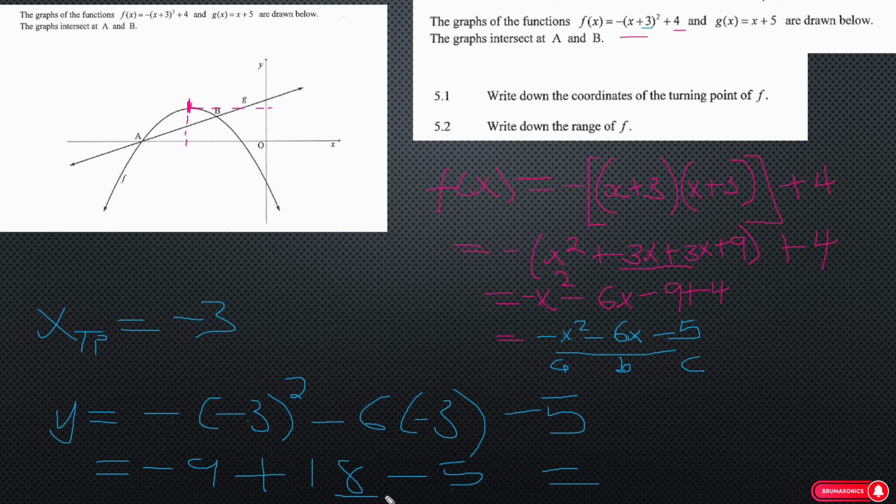Minus 5 in here will definitely give us 13. Okay, let's start with maybe this one, which will give us a positive 9. Positive 9, because negative 9 plus 18 will give us a positive 9, and then minus 5, and then we know that we are going to get a 4, and that 4 we spoke about up here.